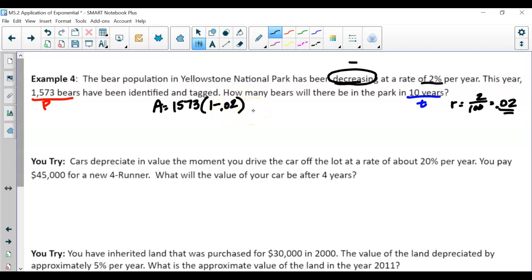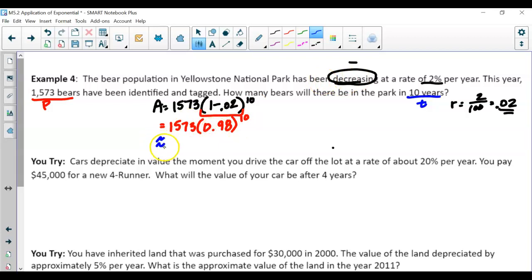0.02. Raise that to the 10th power. So now notice here, this is 1,573 times 1 minus 0.02. Well, that gives you 0.98 to the 10th power. So see now, notice our base is less than 1, which shows decay. There's your decrease. So now put that in the calculator.